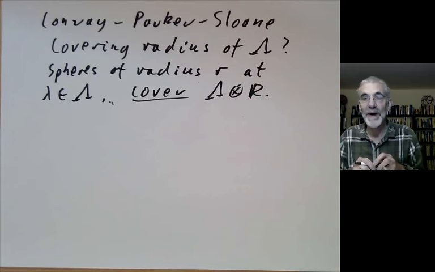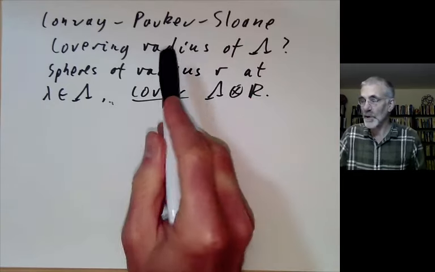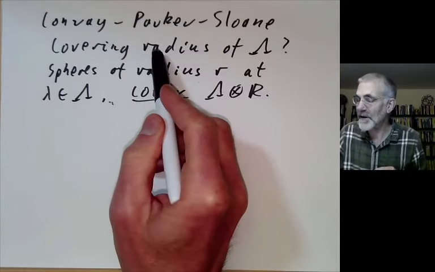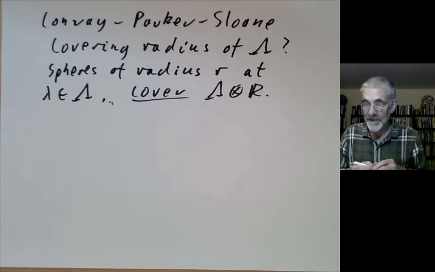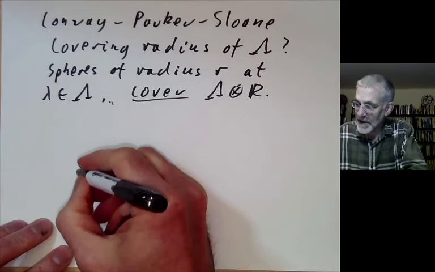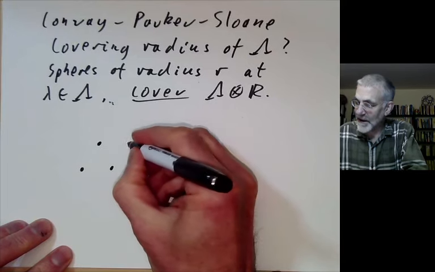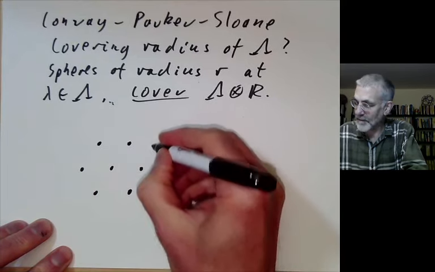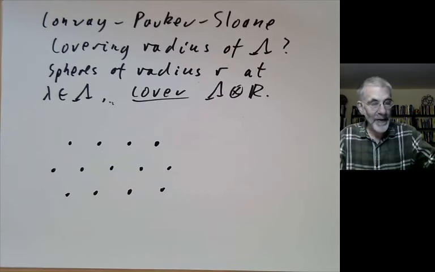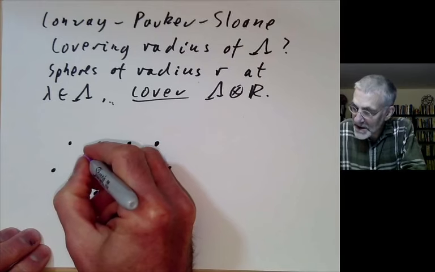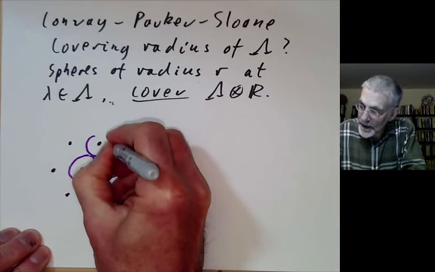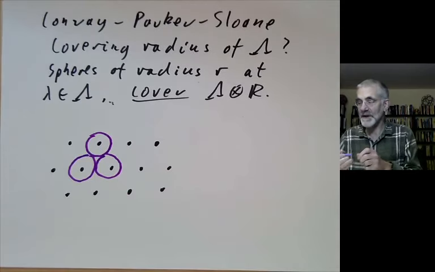So this shouldn't be confused with the packing radius. The packing radius asks, what is the biggest sphere you can put round every point such that the spheres don't overlap. The covering radius asks what is the smallest sphere you can put round every point so that the insides of these spheres actually cover space. So for example, if I've got a triangular lattice in two dimensions, the packing radius, you'd be looking for spheres that don't overlap. So these would give you spheres of the packing radius.